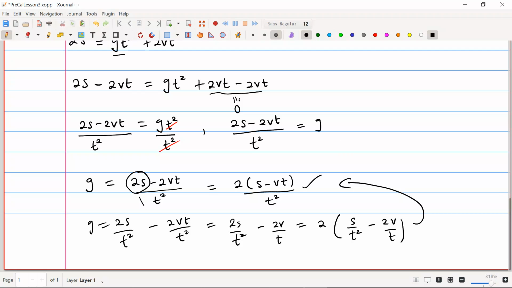Okay, all right, so that is it for making a change of subject of an equation, or trying to solve for a particular variable in a given equation.